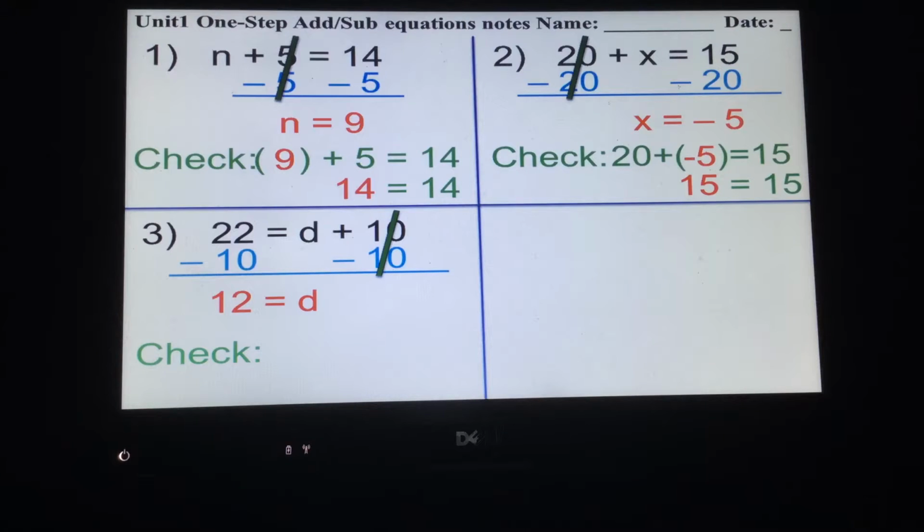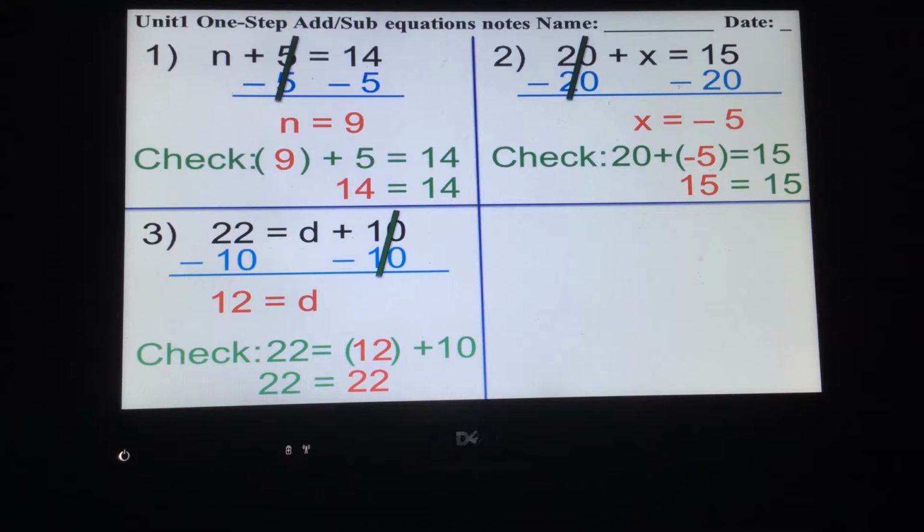When we check our answer, we're going to have 22 equals parentheses plus 10. Inside the parentheses, we're going to put what d was, which is 12. On the right side, you see it says 12 plus 10. That gets you 22. 22 equals 22. Therefore, the answer is 12 because it checked.